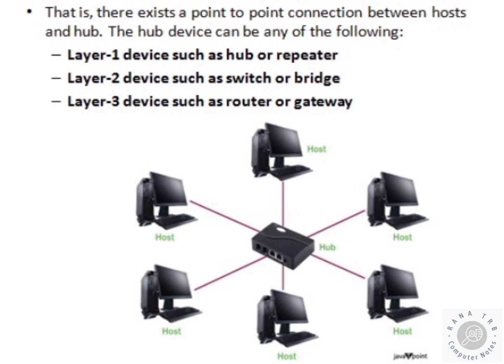Layer 1 devices are hubs or repeaters. Layer 2 devices use switches or bridges. In layer 3 they use a router or a gateway. That is the central device.